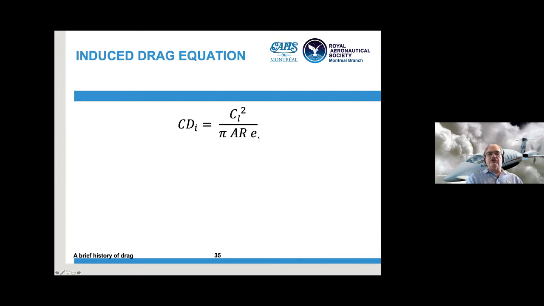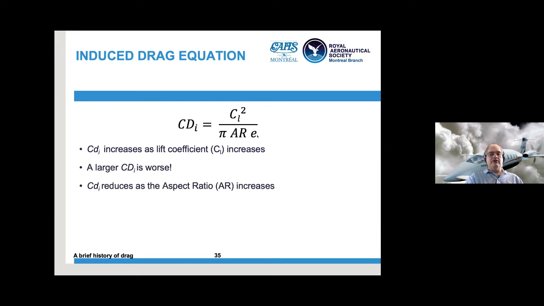And then this is an efficiency factor. As you can see, as the lift coefficient increases, which happens when we go slower, the induced drag increases, so big is worse. And as the aspect ratio increases, as the wings become skinny with very large wingspan, the induced drag decreases.